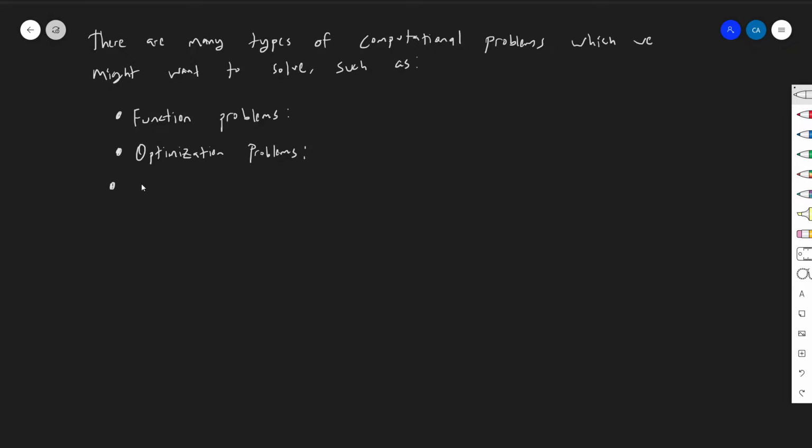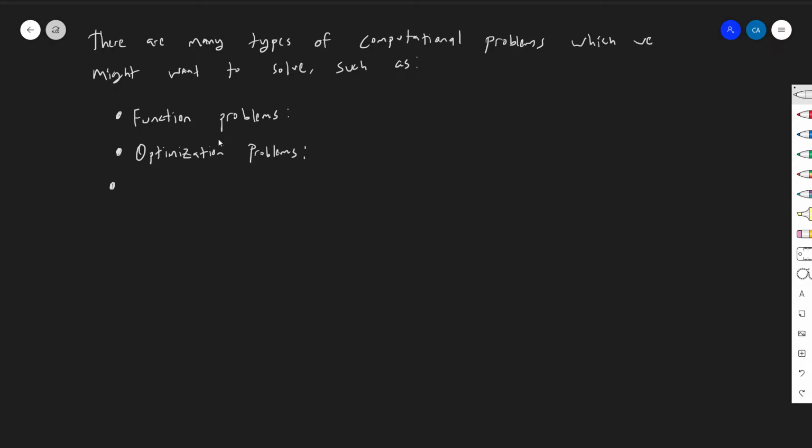So, what we want to do next is centralize our studies around a particular kind of problem. We're going to shift the focus of the camera away from the computer and towards the problem that the computer is trying to solve. And so what we want to talk about are the kinds of computational problems which we might want to solve. And there are many types, right? There are lots of different kinds of things you might want to do on paper.